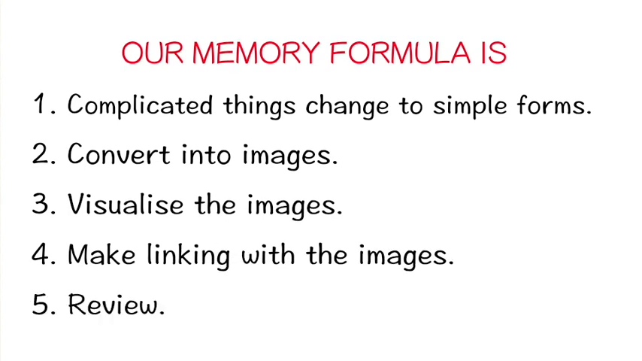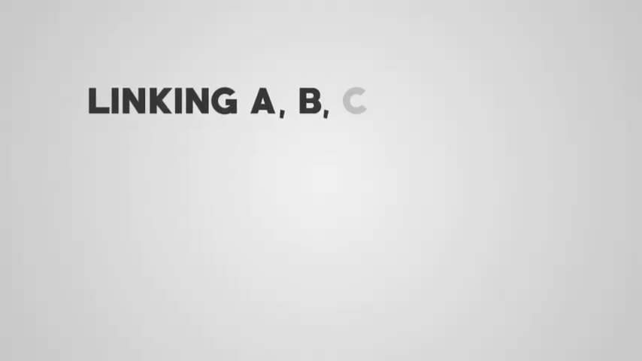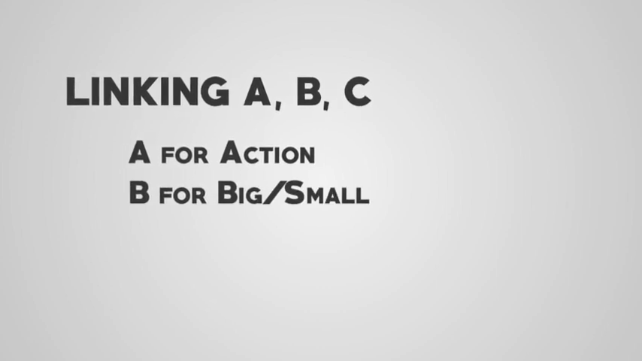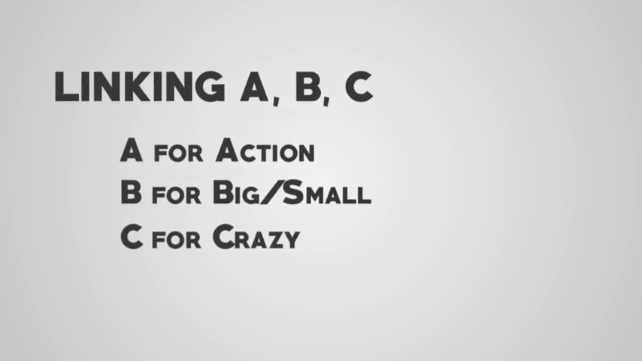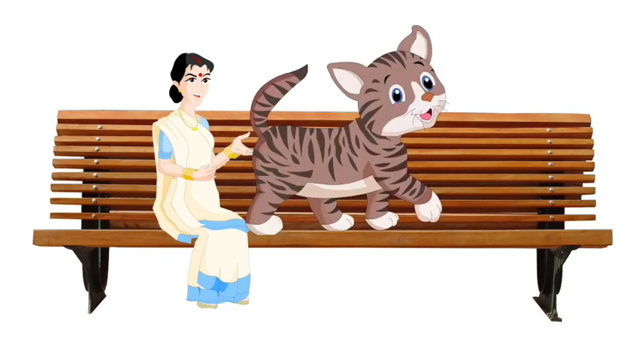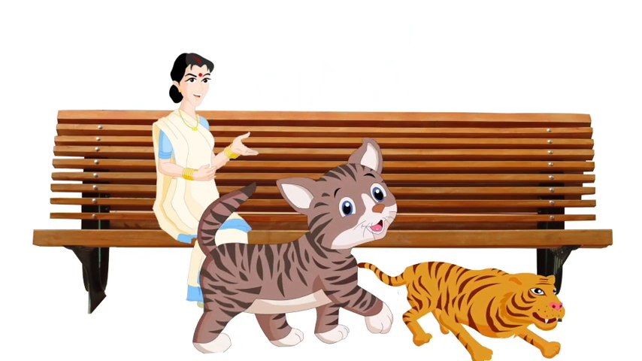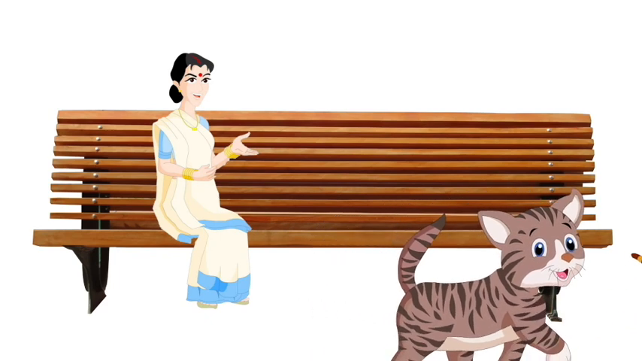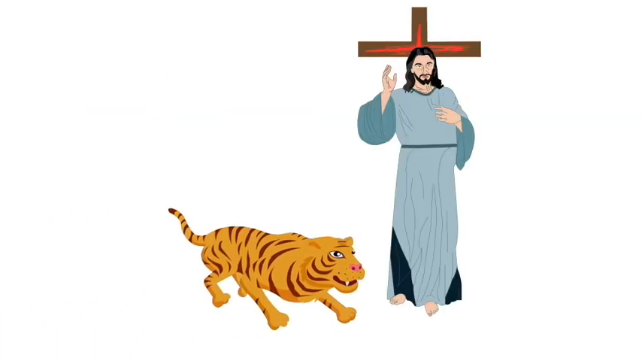Fifth, review. Visualize and create a story of A, B and C. A for action, B for big or small, and C for crazy. Imagine your ma growing taller and taller. The ma sat on a big cat and started chasing a tiger. The tiger got scared and approached Jesus.